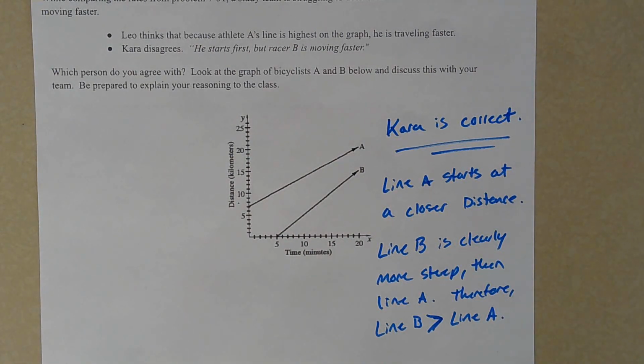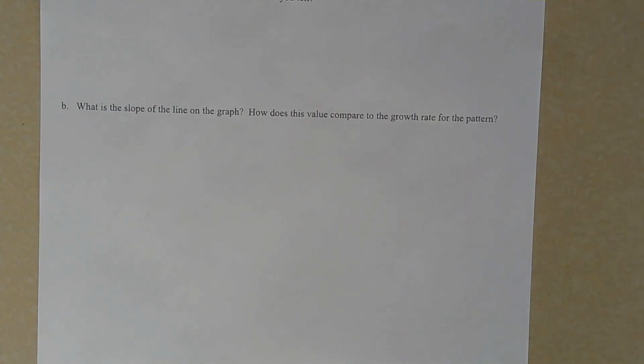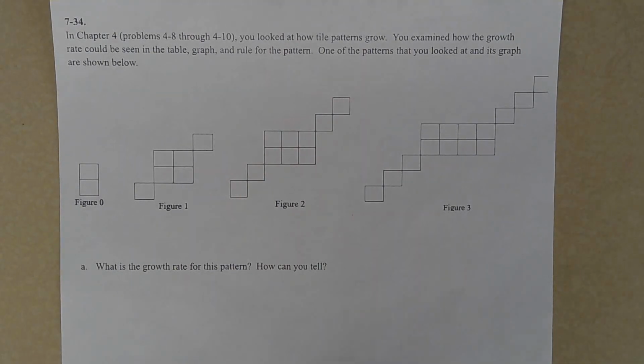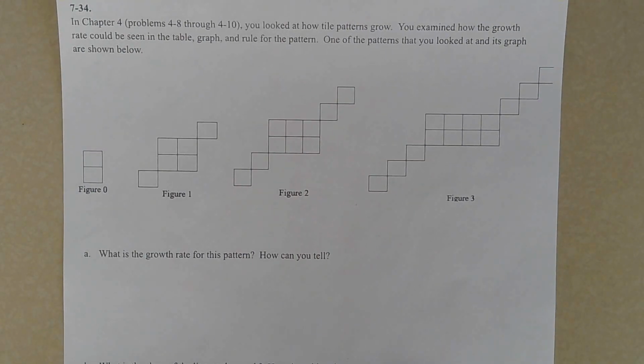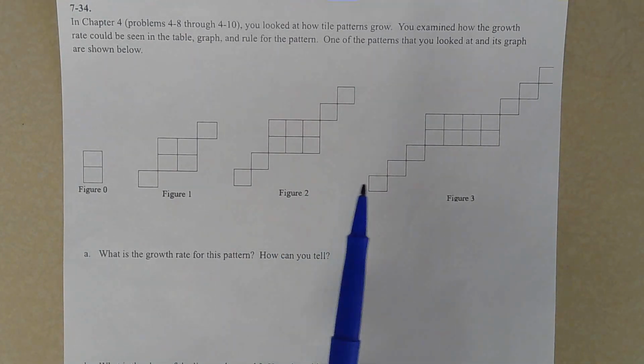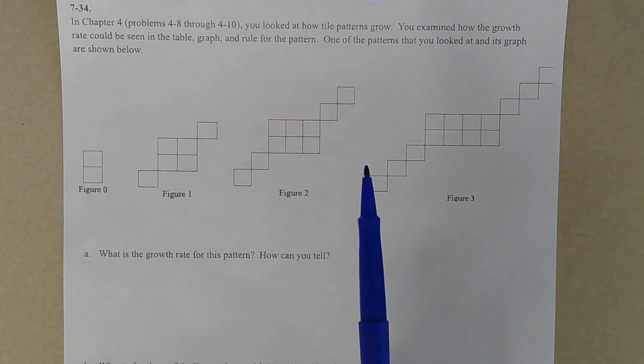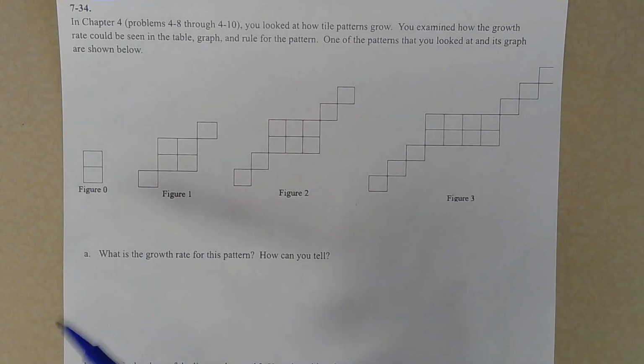If you need to, make a pause, but we're going to move on to our last problem. This is certainly a problem that I believe you can do alone if you would like to. But here's the video answer of it as well. This is a throwback to Chapter 4. In problems 4.8 and 4.10, you looked at how tile patterns grow. You examined how the growth rate could be seen in the table, graph, and rule for a pattern. One pattern that you looked at and its graph are shown below.